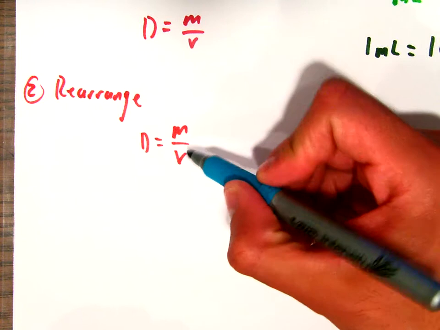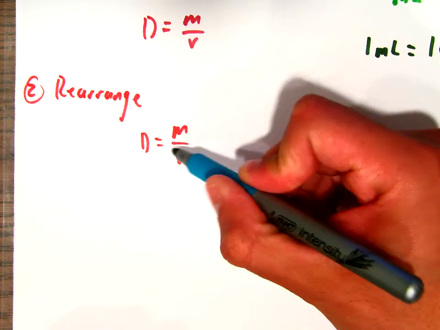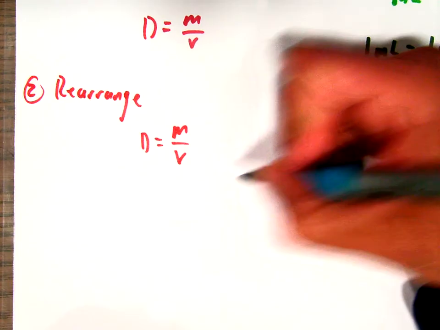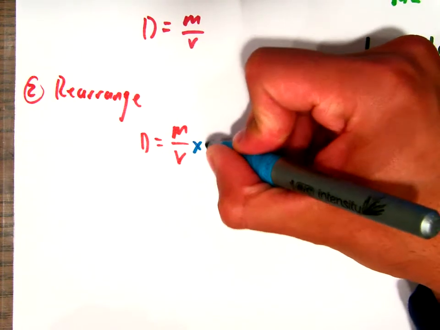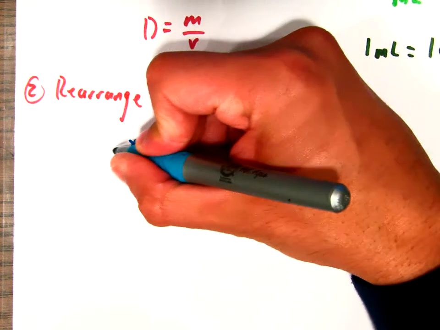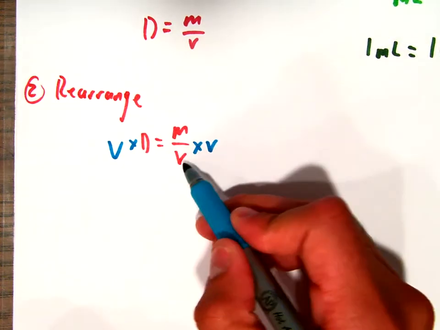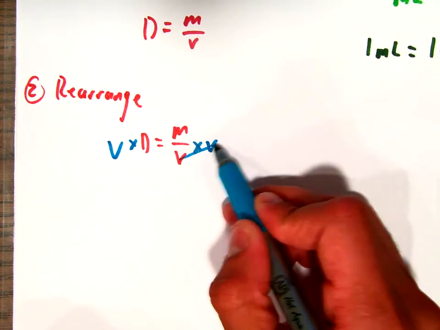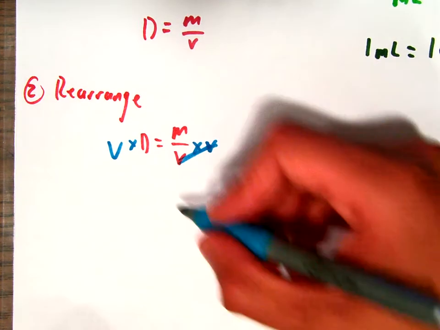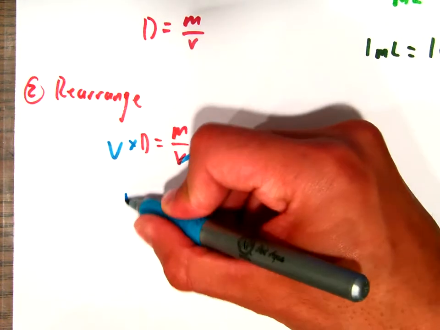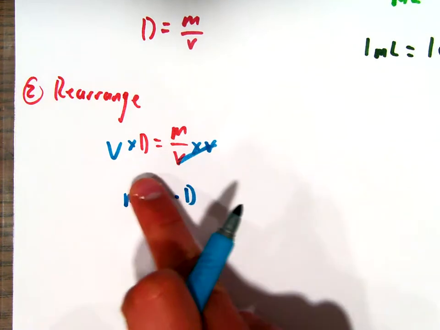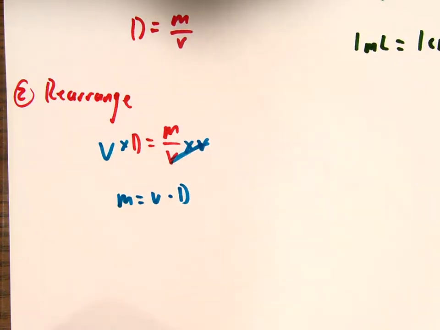What's the opposite of divide by volume? This symbol here means division, so the opposite would be multiply. I get rid of it by doing the opposite, so I go times V. If I do it to one side, I have to do it to the other side. Times V, things that are across cancel. Same thing as when we're doing conversions. So if I'm looking for mass, my equation is mass equals volume times density. I just rewrote this, I took this and put that there.